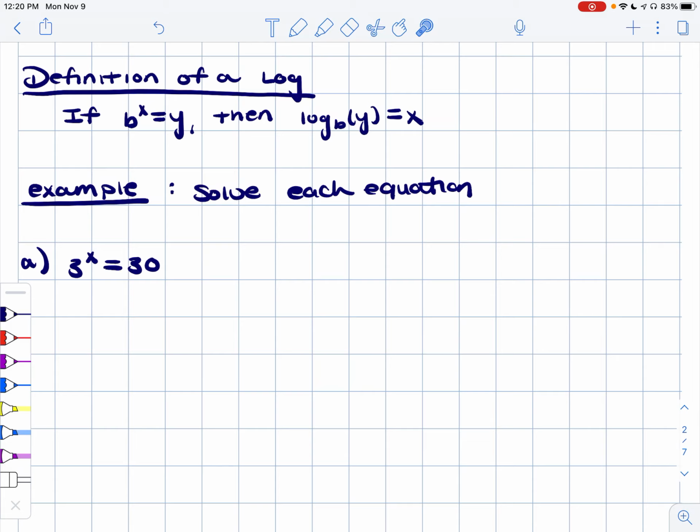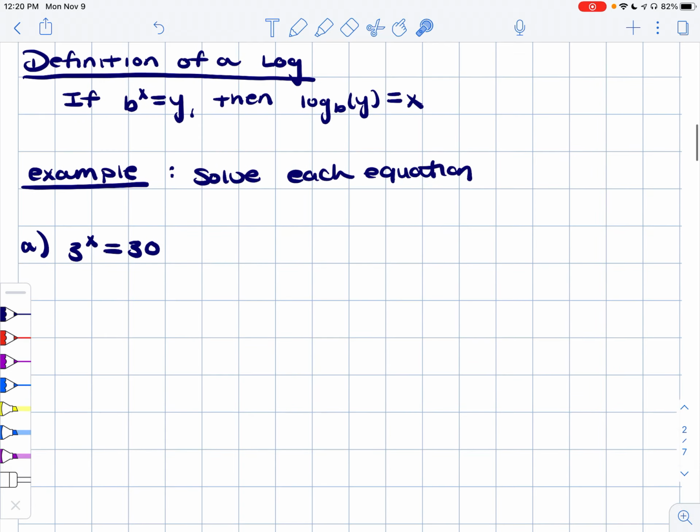So we're going to use the definition of a log to solve equations when we're not able to use the one-to-one property. So if you cannot write both sides of the equation as a power of the same base, then you'll use the definition of a log instead. So let's go ahead and take a look at this first example here.